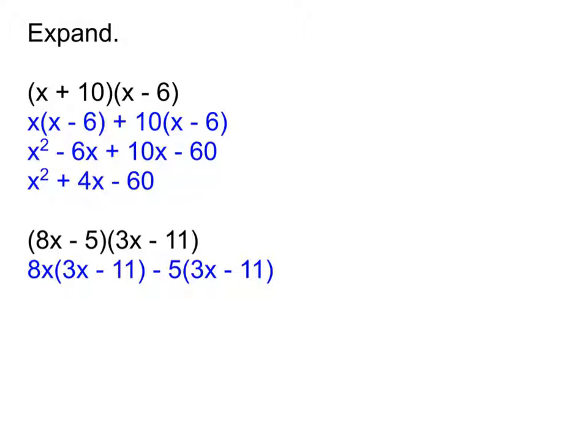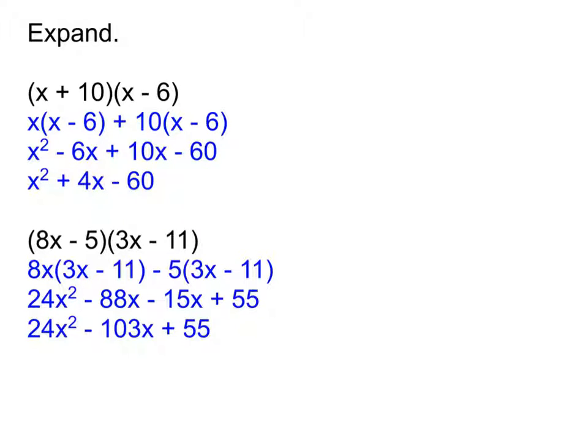All right, so now we can go ahead and do that distribution. So multiply the 8x in, multiply that negative 5 in, and then we can go ahead and combine like terms. Now as you do that multiplication, keep track of your x's. Remember that x times x will give us x squared, and that anytime I'm multiplying by an x, I still have an x in there. All right, so I can combine the like terms here. Negative 88x and a negative 15x, well, those combine to a negative 103x. And so then this is our final answer.